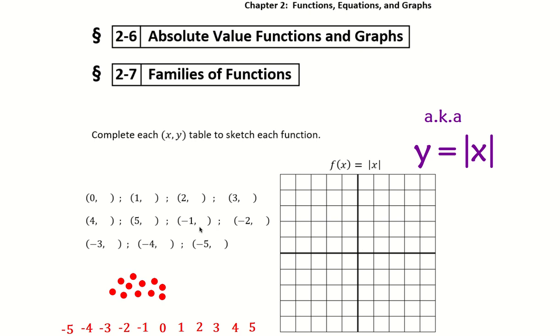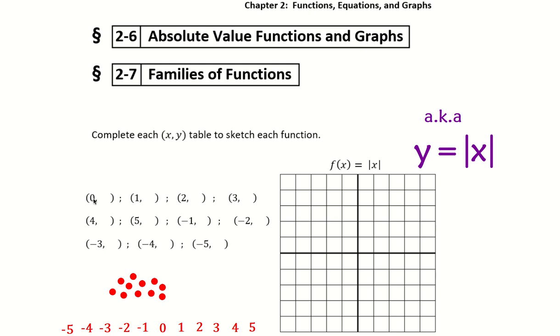We're going to be essentially making a table. Now, I didn't set it up exactly as a table. I have all these ordered pairs over here. So one of the points on this graph is going to be 0, comma, something. And you just have to figure out what that something is.